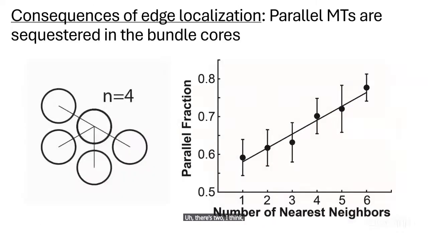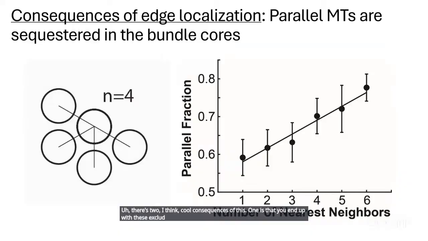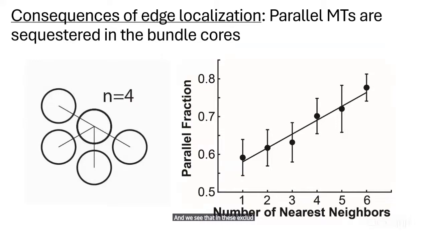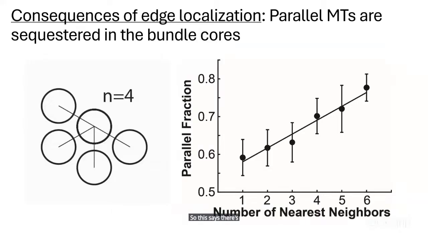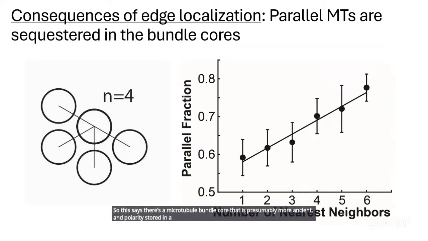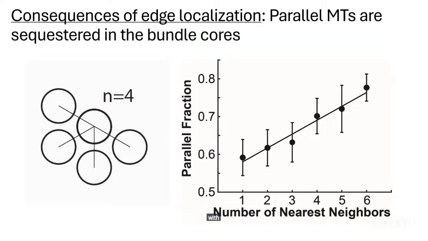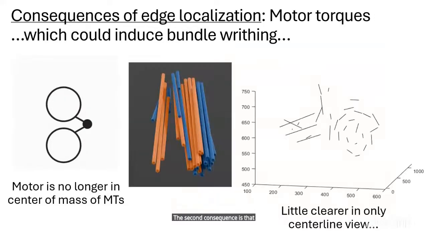There's two, I think, cool consequences of this. One is that you end up with these excluded cores where the motors can't interact with microtubules anymore. And we see that in these excluded cores, where microtubules would have 6 nearest neighbors, they're much more likely to be parallel with their neighbors. So this says there's a microtubule bundle core that is presumably more ancient and polarity sorted a long time ago. And on the edges, you're more likely to be anti-parallel, where you can exchange with microtubules that are free in solution.